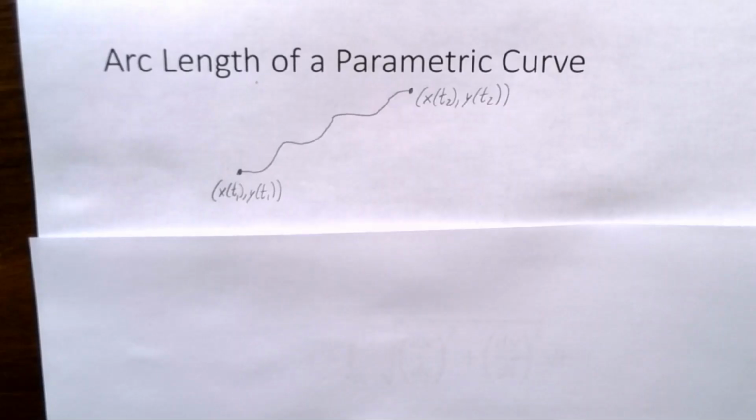Now, let's talk about arc length of a parametric curve. So, for this example, we have a curve that resembles a set of stairs going from x of t1, y of t1, to x of t2, y of t2, and we want to measure the length of this curve. The simplest item to measure length of is a line. And so we could split this curve up into lines between points.